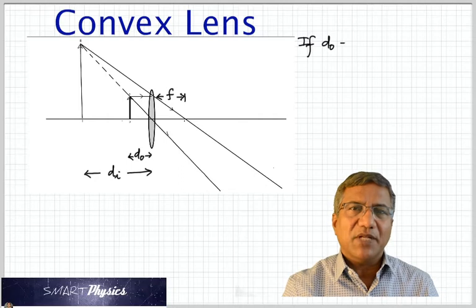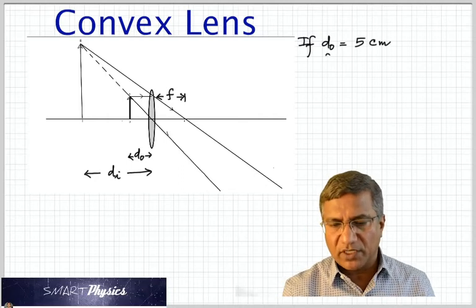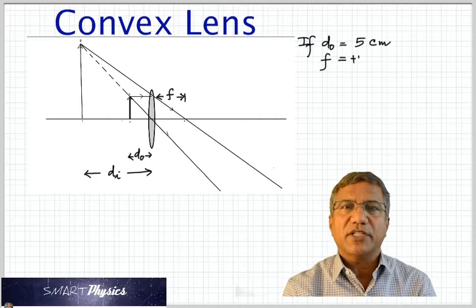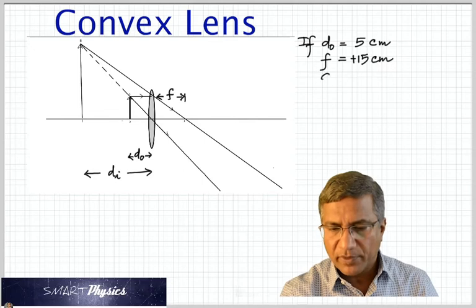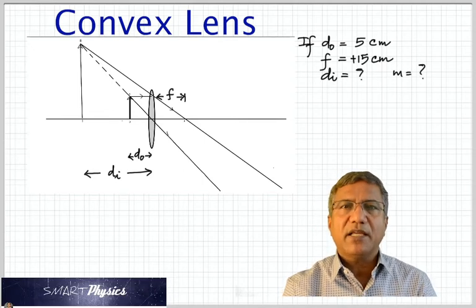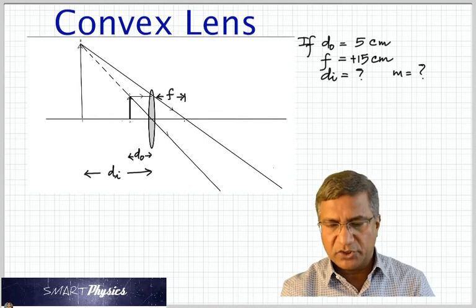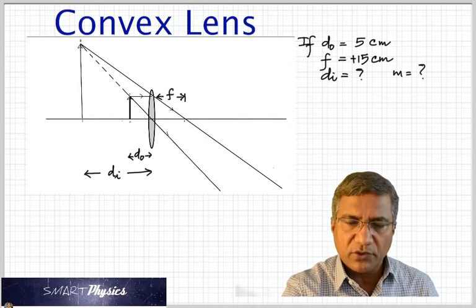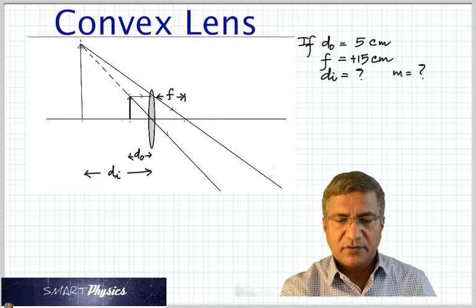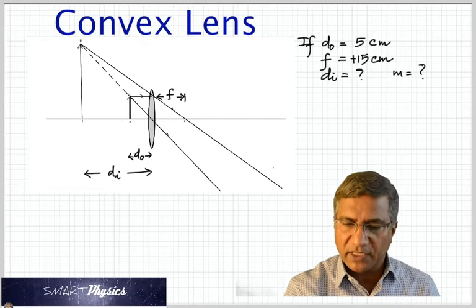Assuming that it's the same lens, we're going to use the same focal length, but DO now is 5 centimeters. F is plus 15. We're trying to find DI and the magnification. Notice that DO is less than F, so it's very close to the lens now.